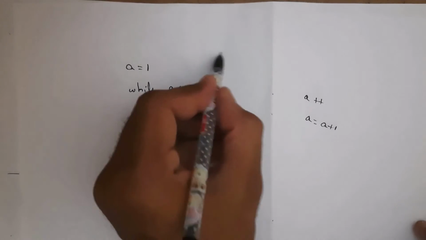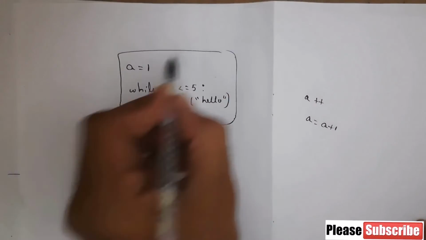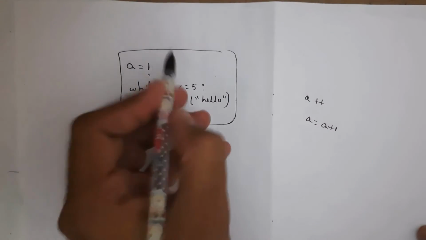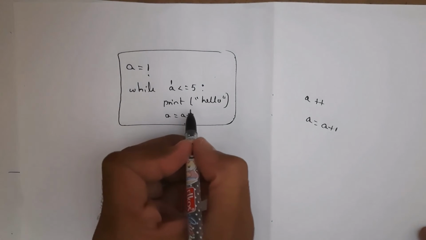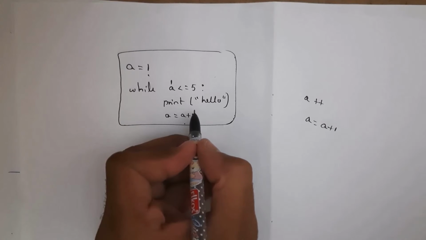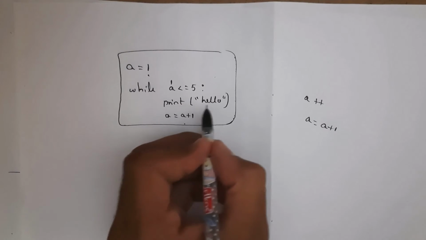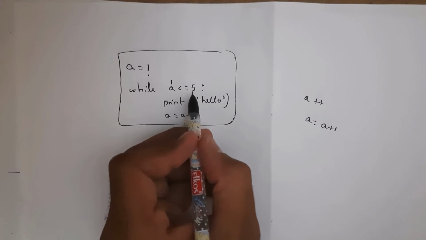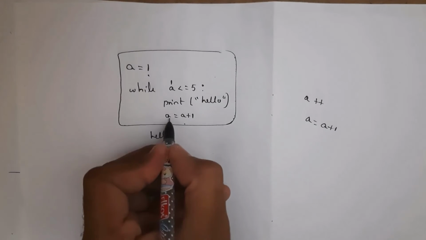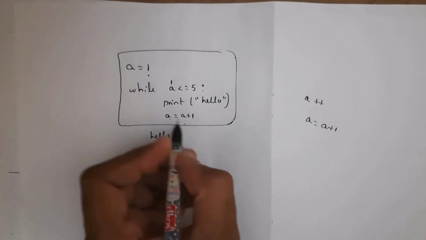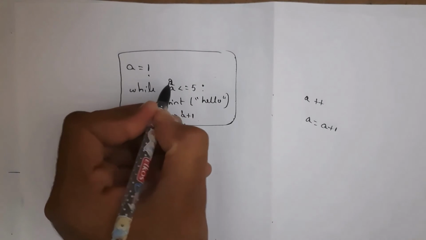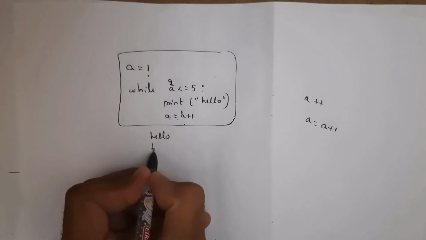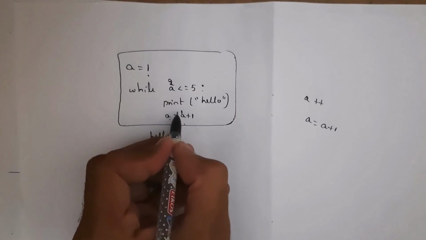Whenever you execute this code, at first I gave the value of a as 1. 1 is less than 5. Condition is true. So whatever statements I wrote inside while will be executed. Inside this while I wrote print hello. So 1 is less than 5, condition is true, so I will get output, that is hello. Next I wrote here a equal to a plus 1. Here a value is 1. 1 plus 1, that is 2. Yes, 2 is less than 5, condition is true. So again it will print hello, and next it will increment value, that is 2 plus 1, 3.